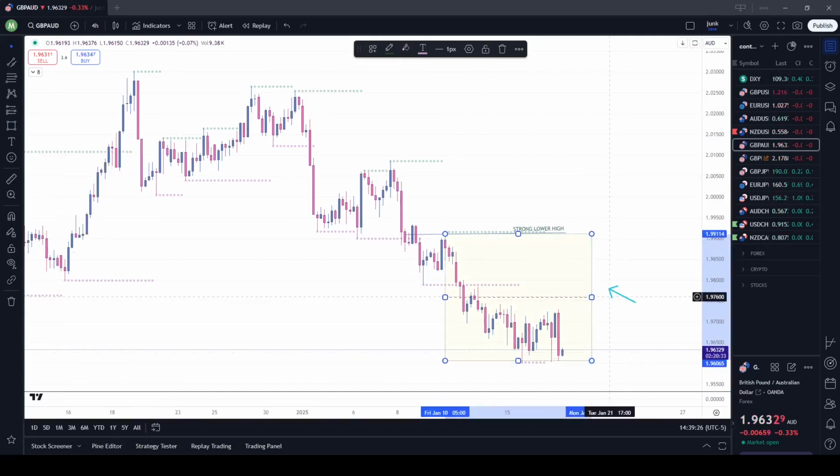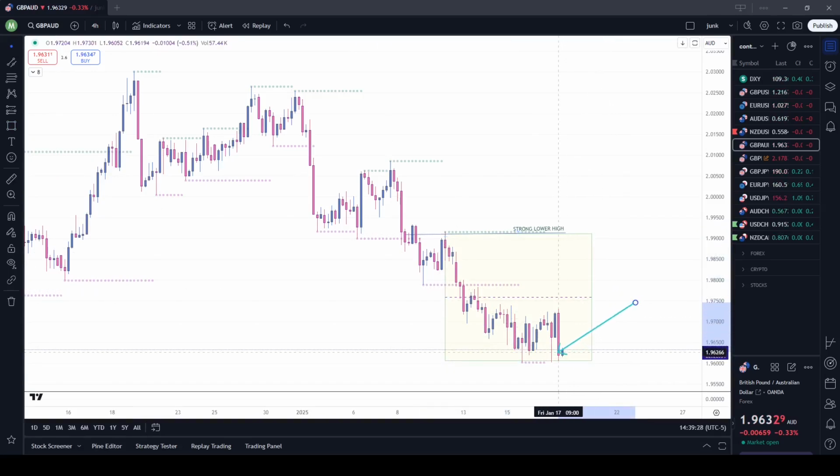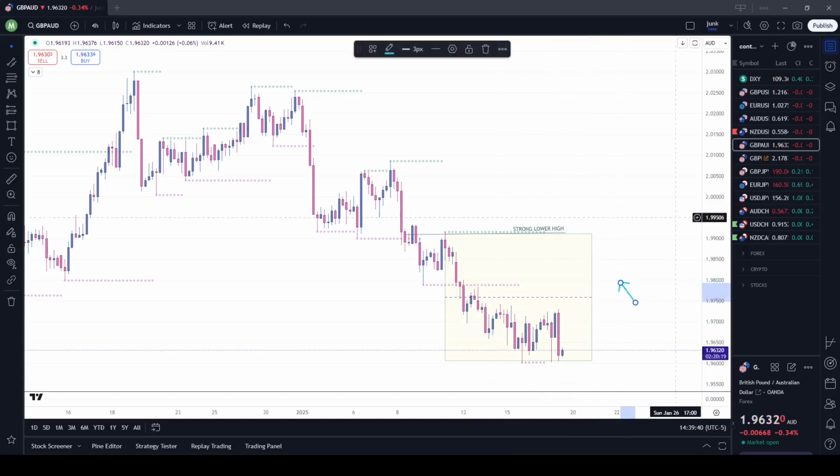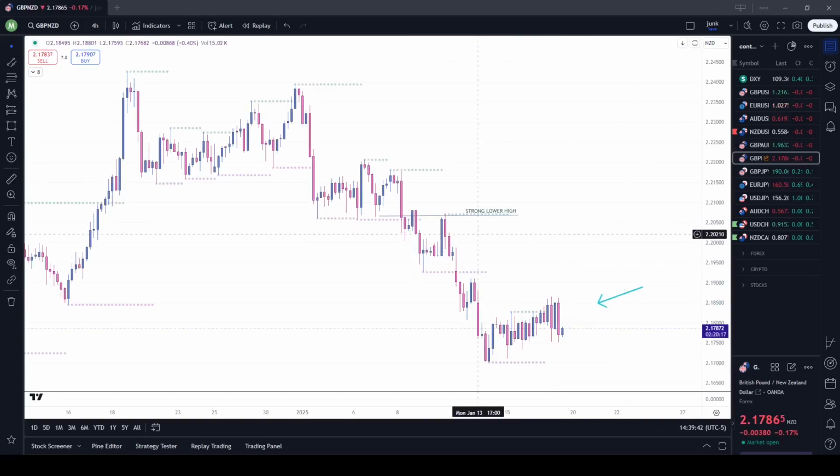Wouldn't be looking for any buys down here. It hasn't shown any higher highs, higher lows internally. They're small, and the wicks are wicking it back down. And we'll go on to GBP NZD.